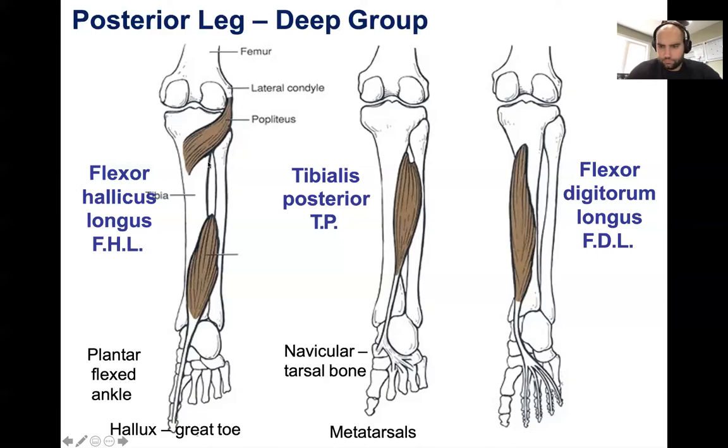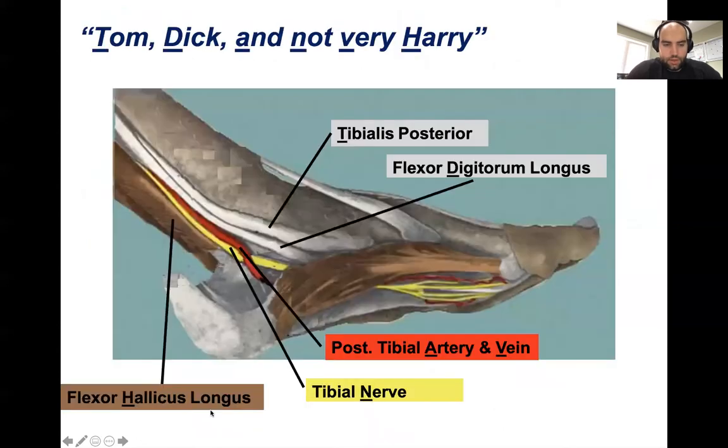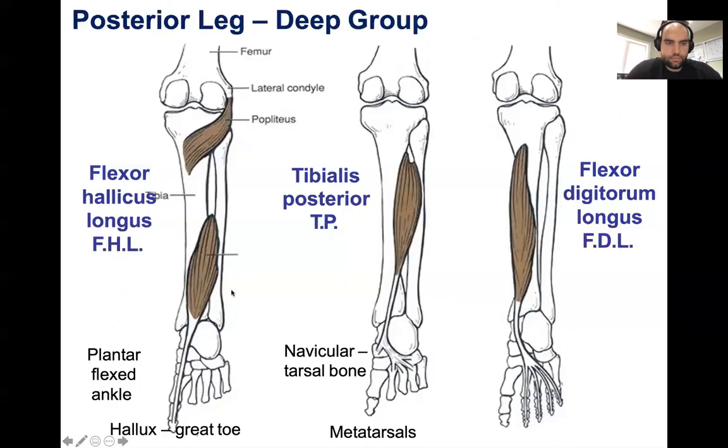Okay, cool. So moving on, we've got the flexor hallucis longus, FHL for short. Anytime you hear hallucis, think of the great toe. Hallux is another way of saying the great toe. This is a muscle that originates over here. In any case, it originates over here.